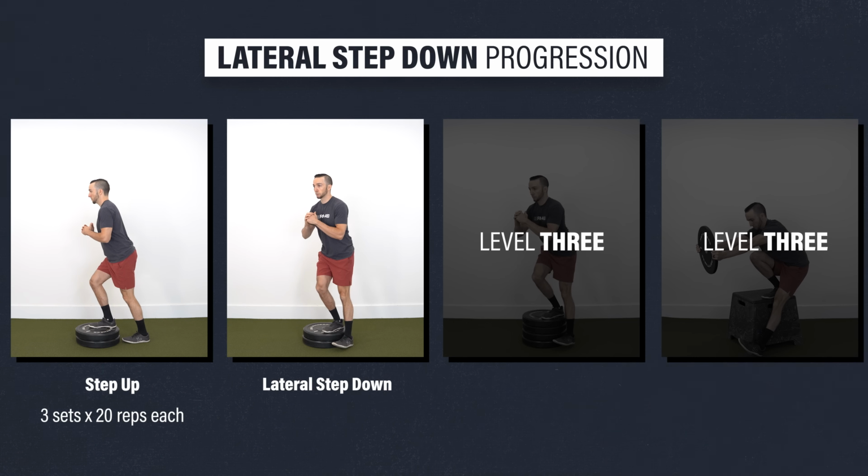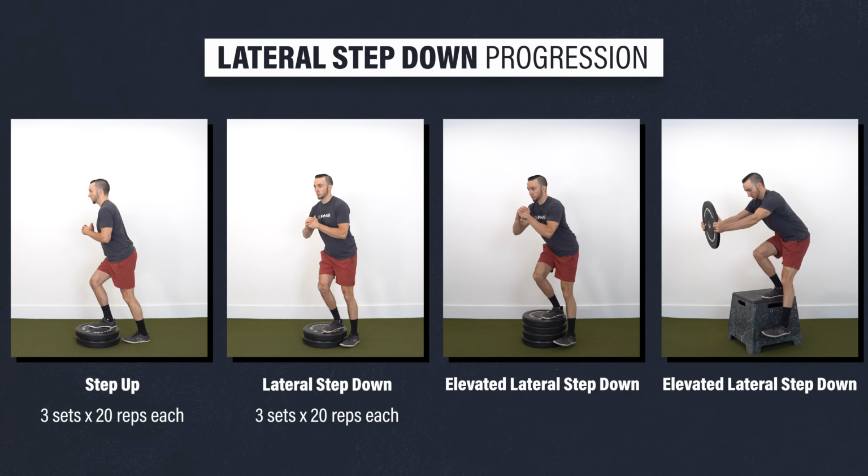Level 2, lateral step down. Start with one foot on a step or objects and your other foot off to the side. Squat down until your heel gently taps the floor and then stand back up. Aim for 3 sets of 20 reps on each leg.